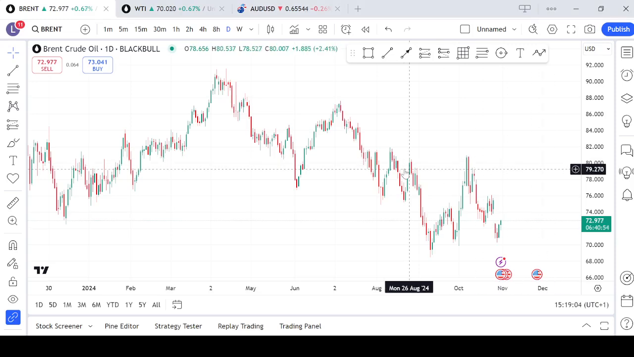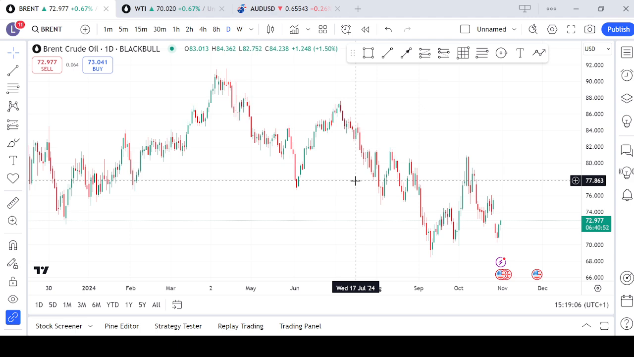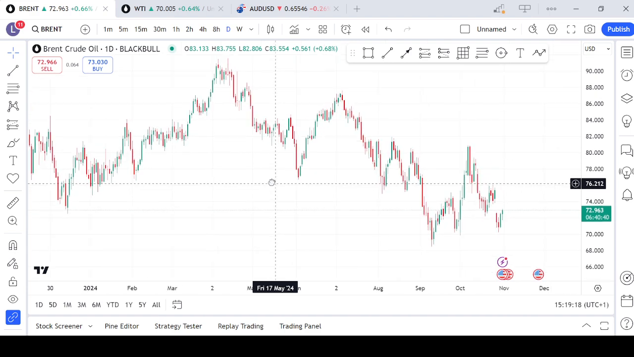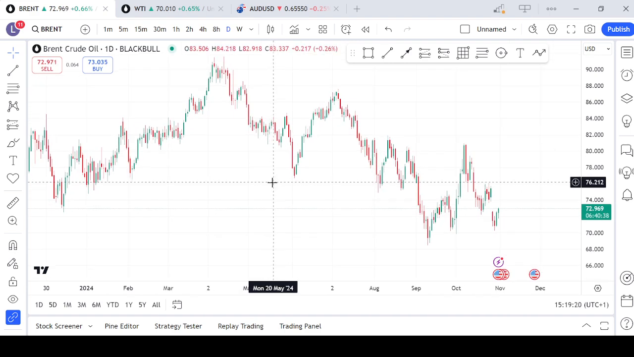Hello traders and welcome to today's session on oil trading strategies, where we will explain the essential techniques and insights you need to trade the oil markets. So understanding the dynamics of oil trading can significantly enhance your portfolio and open up some lucrative opportunities.